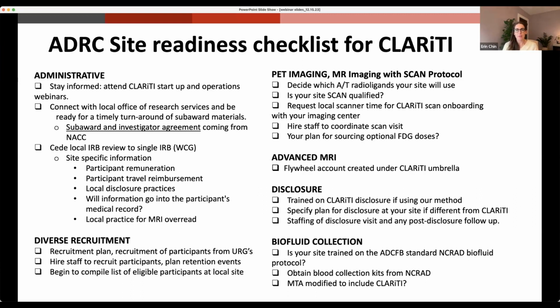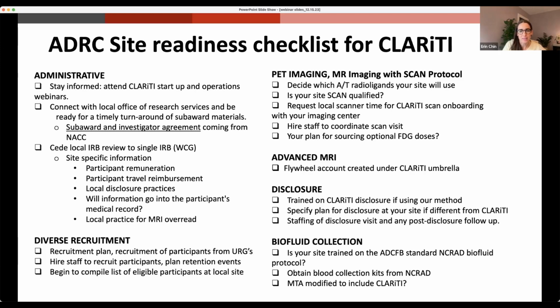And then next on disclosure, Annalise just talked a little bit about that, but start thinking about what practices you'd like to use at your site. And then again, biofluid collection. If your site is one of the sites that currently is involved in the ADCFB protocol, and if you're not, getting on board with that, and then also collecting the kits from NCRAD as well.